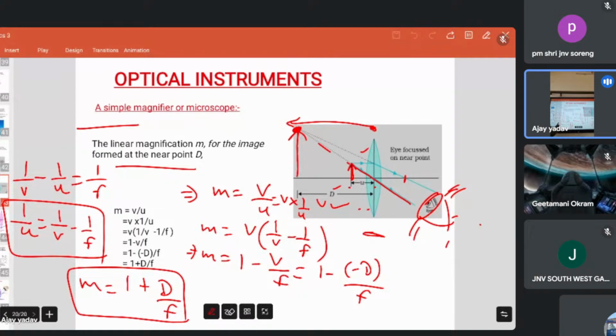So this is the magnifying power of the eye lens. We can write Fe also because it is for the eye lens.